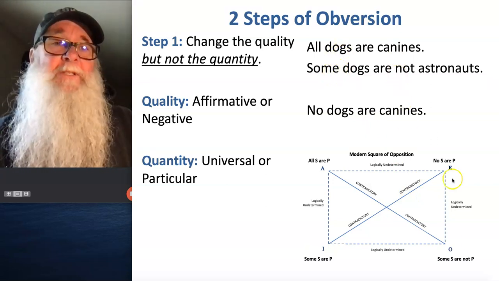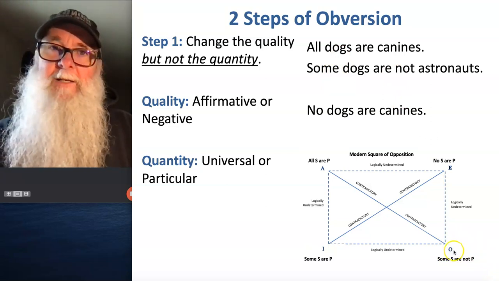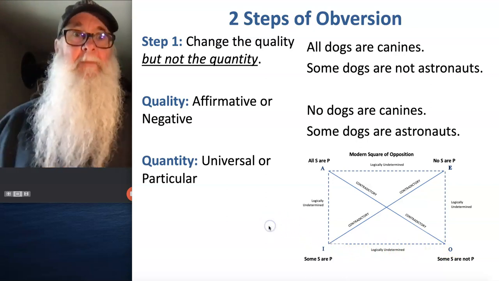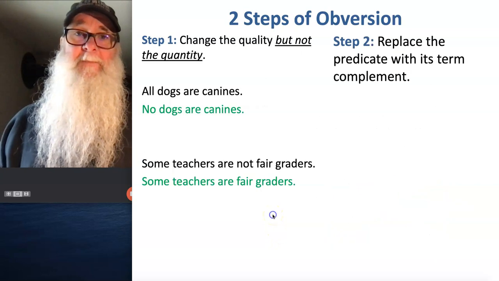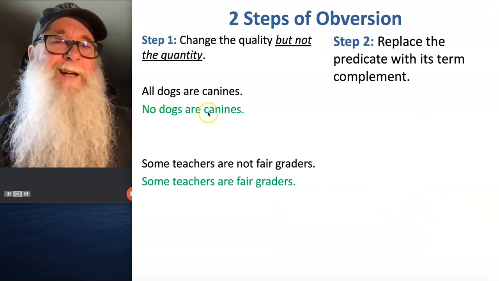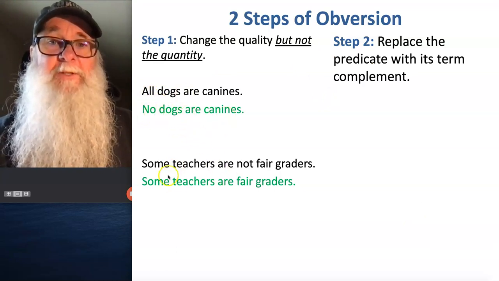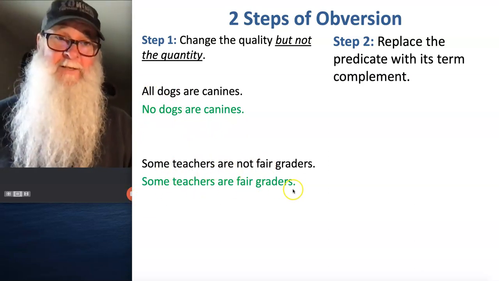Same thing with this statement. "Some dogs are not astronauts." That sounds like a nice O statement. And so to figure out how to change the quality but not the quantity, I just move over here and it tells me to come up with an I statement that uses those same subject and predicate terms. Okay, so step one, we've changed the quality but not the quantity of our statements here. "All dogs are canines" becomes "no dogs are canines." "Some teachers are not fair graders" becomes "some teachers are fair graders."